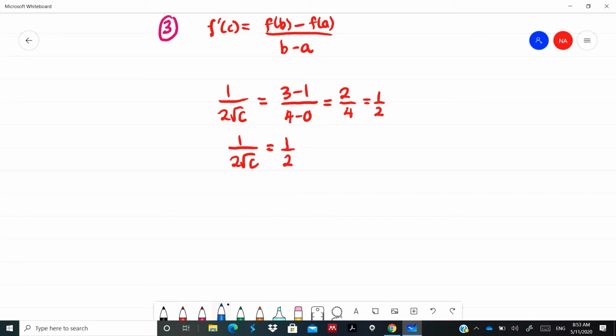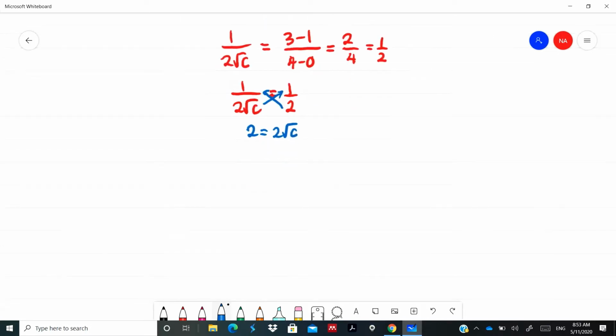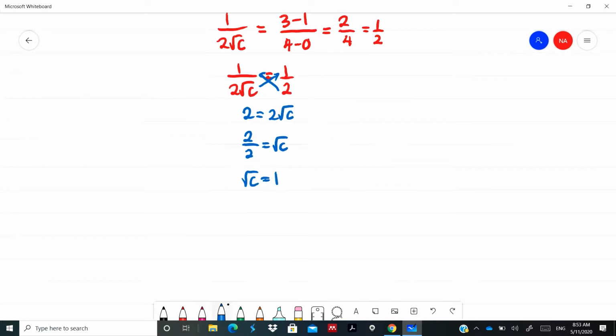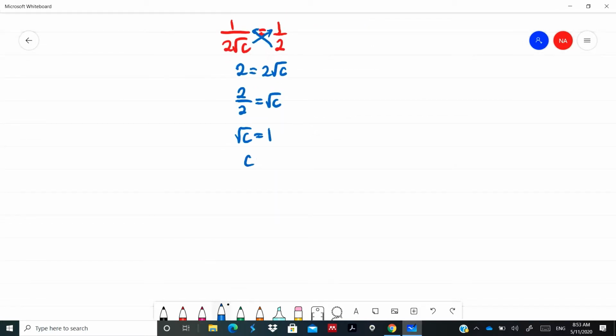Suppose that I do the cross multiplication, I will have 2 equal to 2 square root of c. Dividing by 2, 2 divided by 2 will get the square root of c. So the square root of c is equal to 1, so c is equal to 1 squared. So of course c is actually equal to 1.